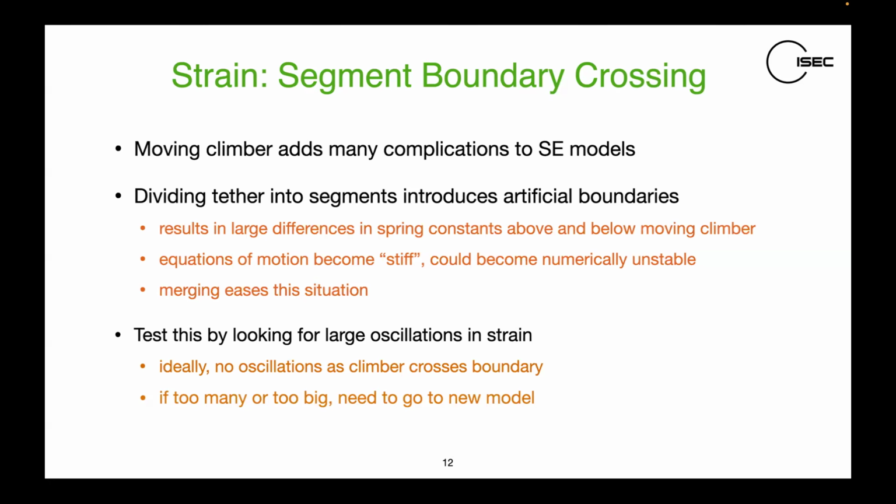And we can test this for looking for any large oscillations in the strain. Ideally, you don't see any oscillations when the climber crosses a boundary, because after all, the boundaries are artificial. But if there are too many or they're too big, we need to go to another model.